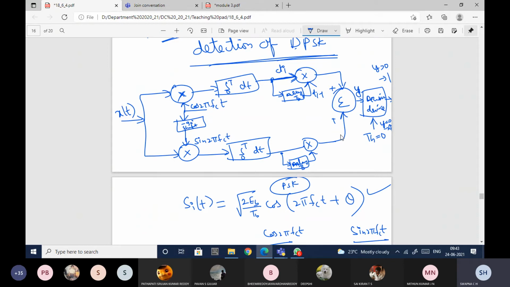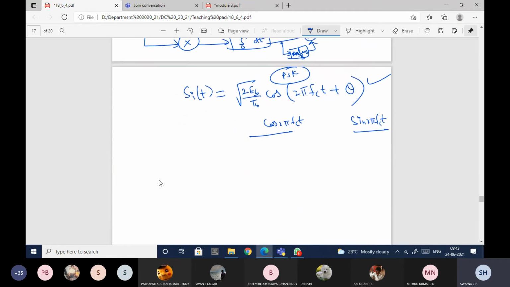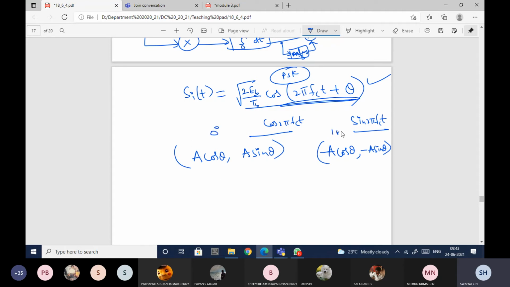From x of t only, all this will happen. If you try to plot the signal space diagram, you'll have a cos theta and a sin theta as one pair, and minus a cos theta and minus a sin theta for the other pair. This is for 0 degrees, and this is for 180 degrees, which will have the negative phase.